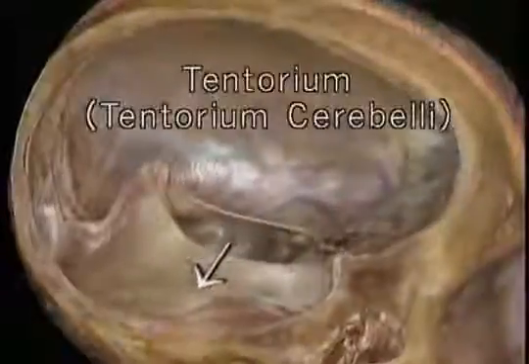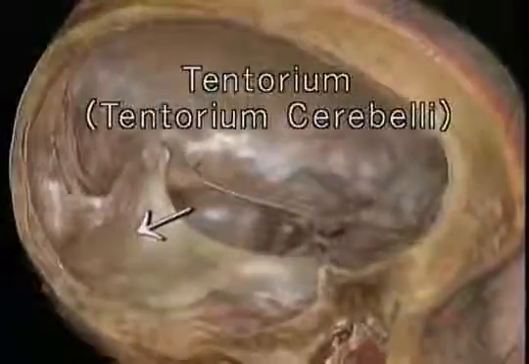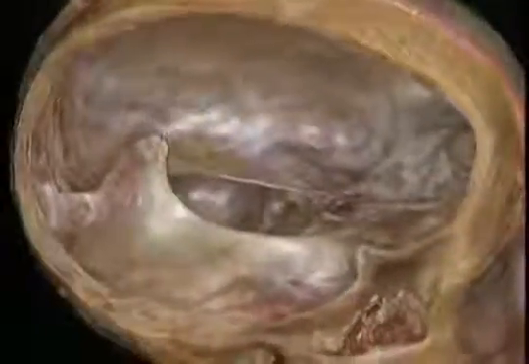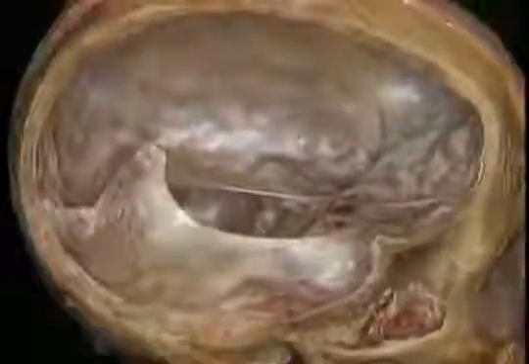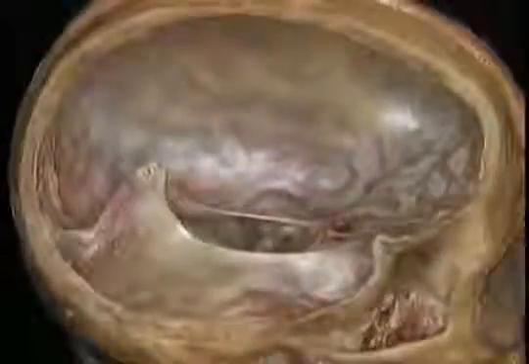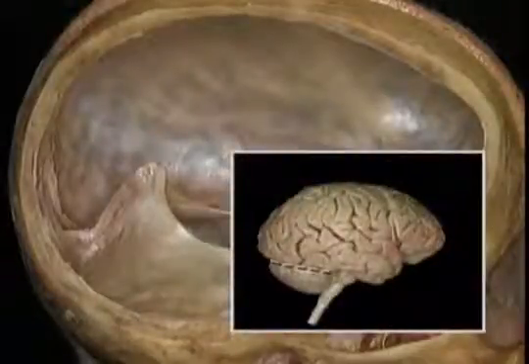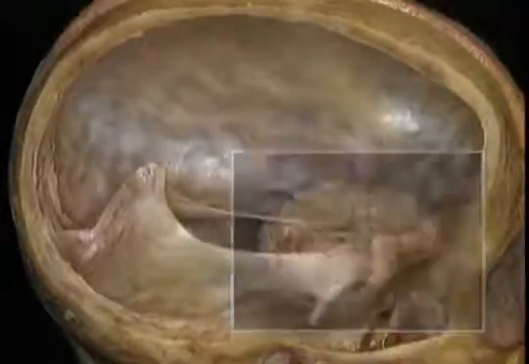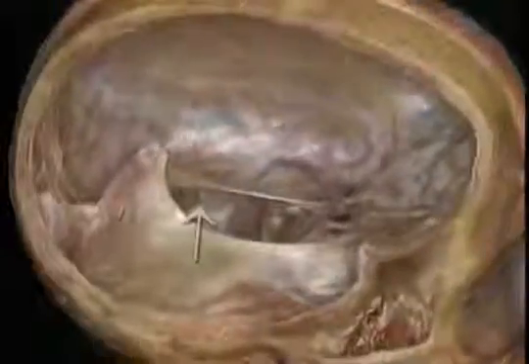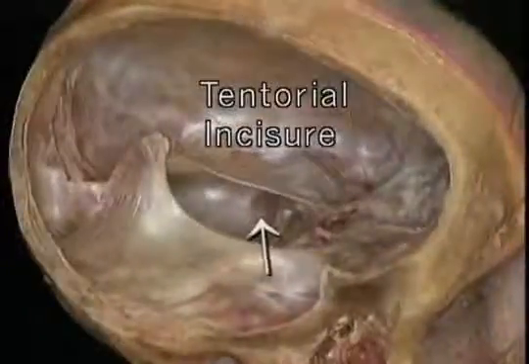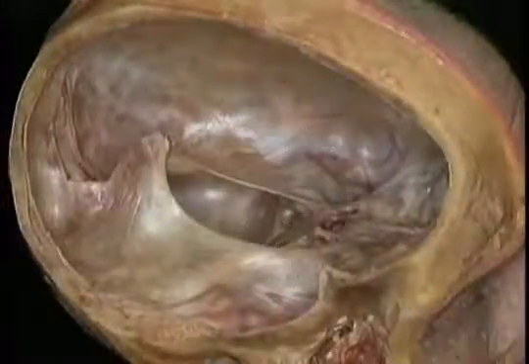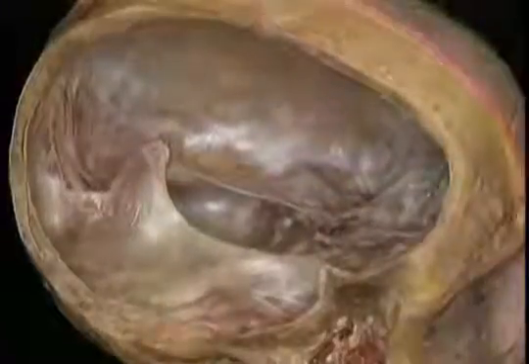Here's the tentorium. Its full name is tentorium cerebelli. It separates the posterior cranial fossa from the rest of the cranial cavity and separates two major parts of the brain, the cerebrum above from the cerebellum below. This opening in the tentorium is called the tentorial incisure. The brainstem passes through it.